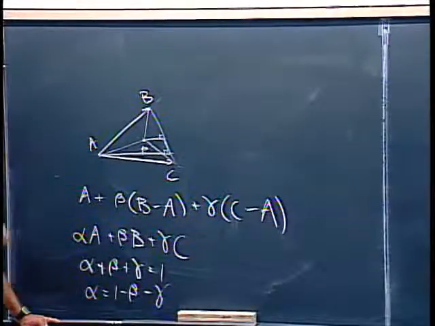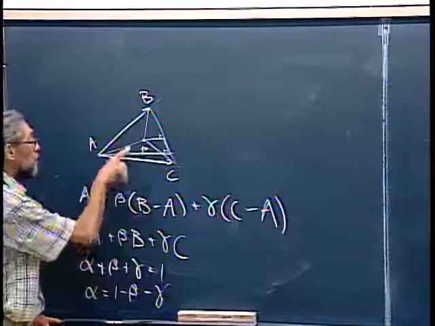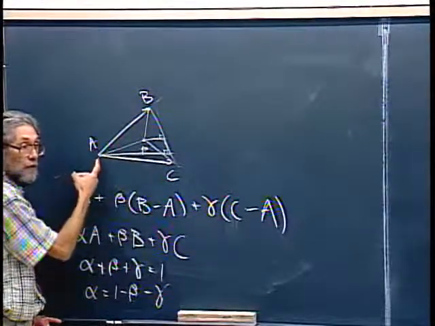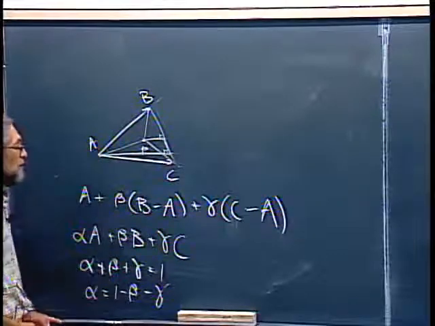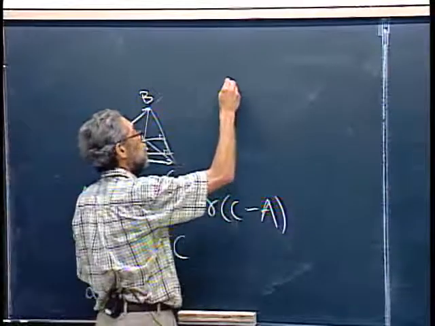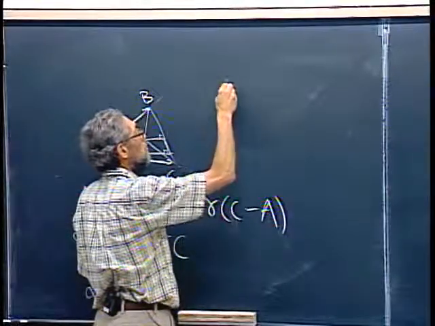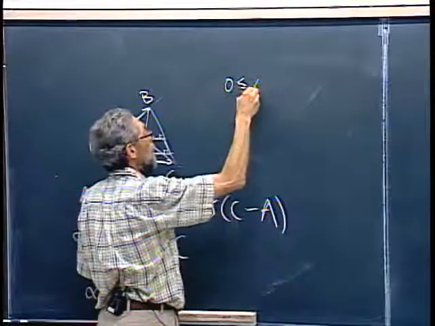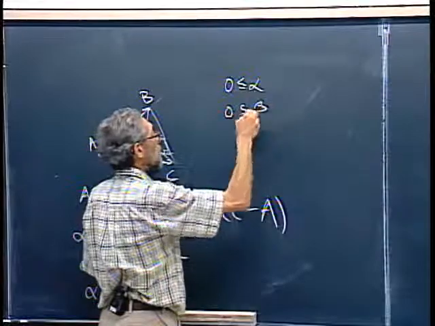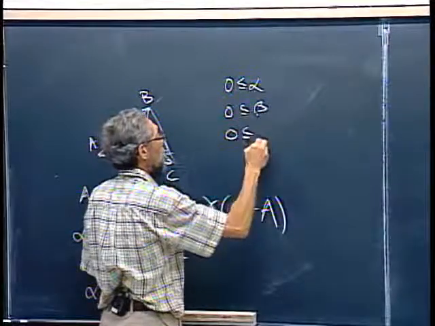But in both cases, either interpreting these two as basis vectors for the plane relative to point A, or in terms of barycentric coordinates, you still have conditions for staying inside the triangle. So in terms of barycentric coordinates, it's 0 less than or equal to alpha, 0 less than or equal to beta, and in other words, they all have to be positive.